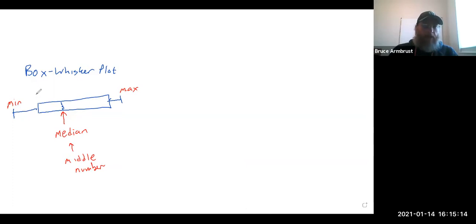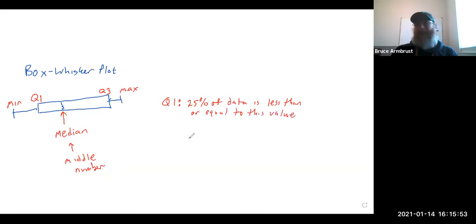Okay, and then the ends of the box, these are the first and third quartiles. So we call them Q1 and Q3. So quartile number 1, quartile number 3. And the way these work, Q1 is the value such that 25% of the data is less than or equal to this. So that's by definition what the first quartile is.